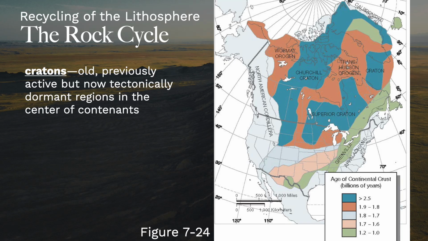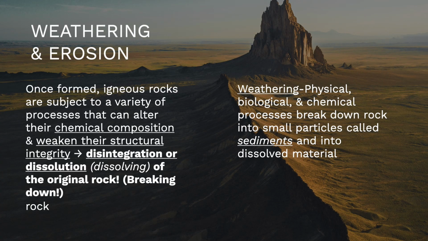Okay, so we talked about the birth and the death in general of rock. But what happens during its lifetime? Well, during its lifetime, rocks are weathered and eroded. Once formed, these igneous rocks are subjected to a variety of processes that will alter their chemical composition. They can also weaken their structural integrity, which will cause their disintegration or dissolution, so dissolving of that original rock within a fluid. So that rock is going to be breaking down over time.